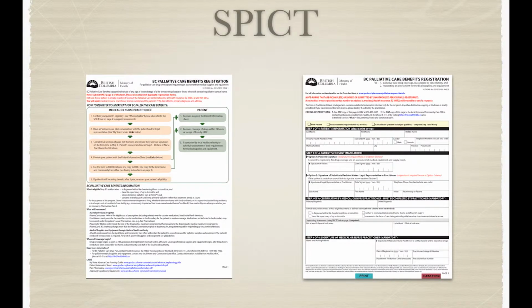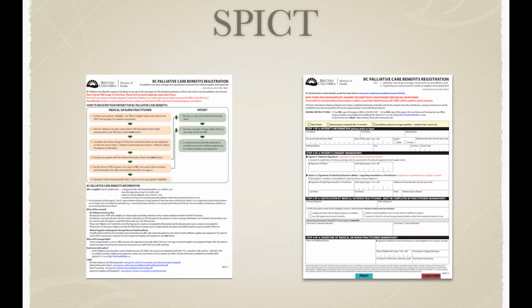So the SPICT form is a form that I was not very familiar with. It replaced the BC Palliative Care benefits form. So the physicians fill this out, but from a nursing perspective, it's just good to know that some of the benefits need to be applied for, and this is the document that the physicians fill out to get those benefits for the patients. The SPICT form no longer talks about PPS, so you can't specifically give a number. It has different diagnoses and clinical indicators of each diagnosis, and you have to have 2 general and 1 specific.